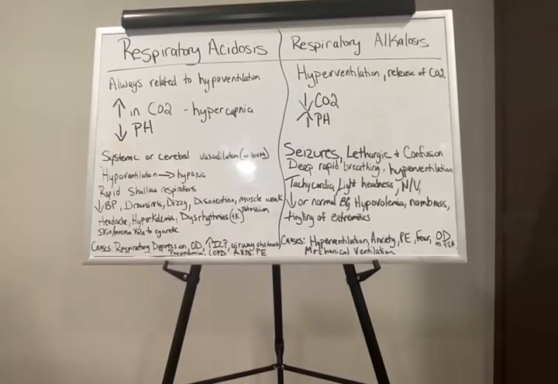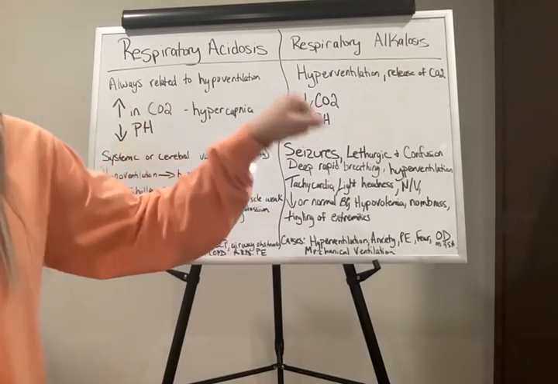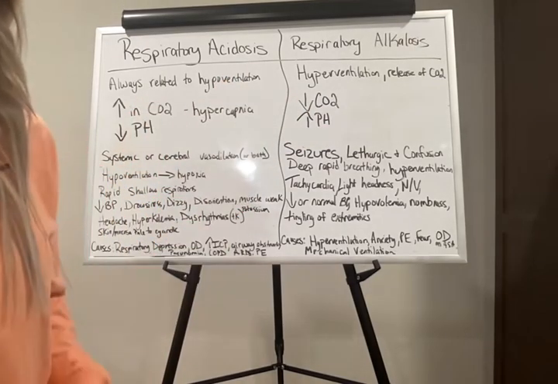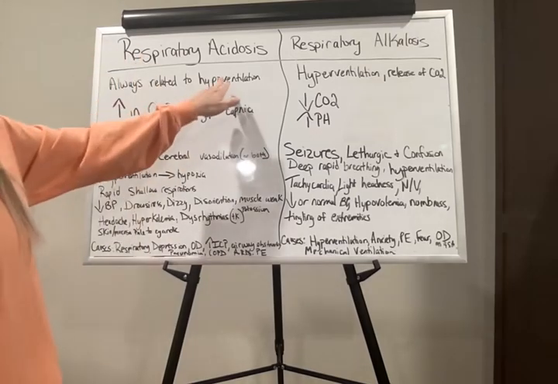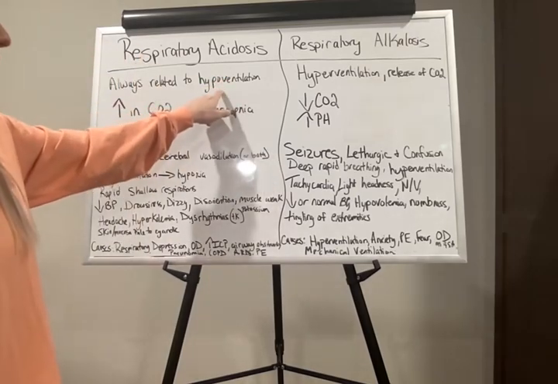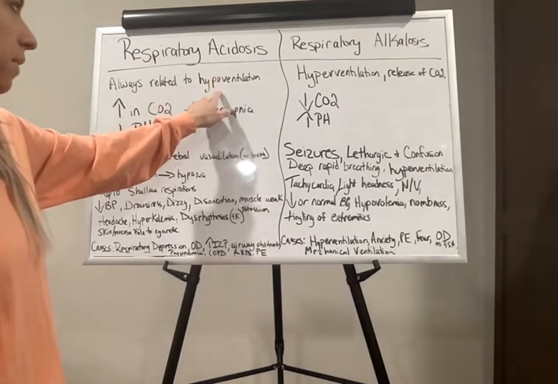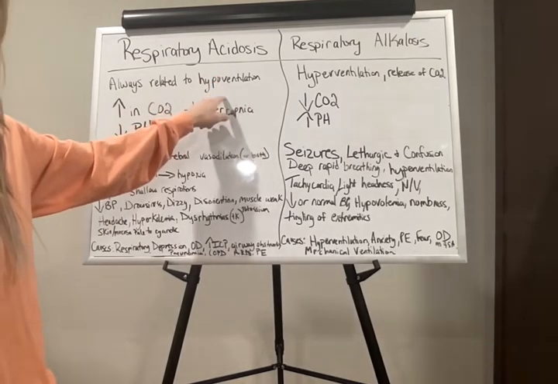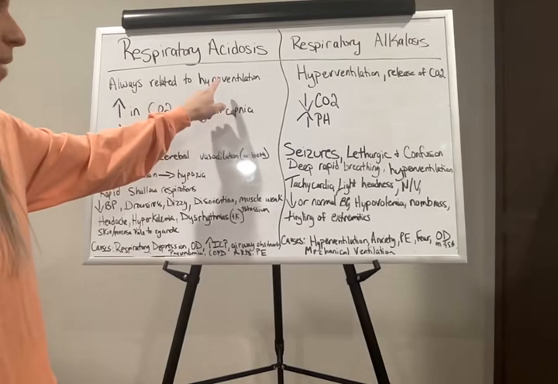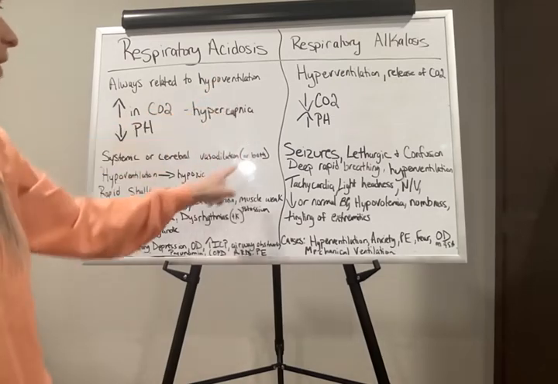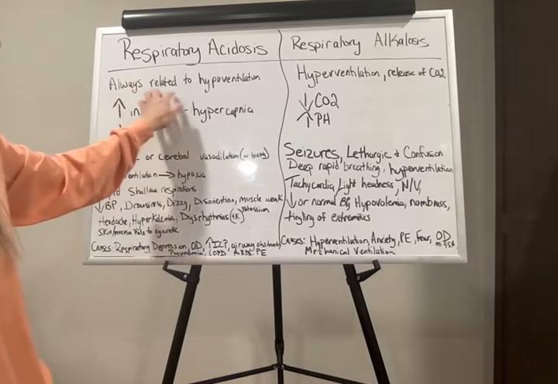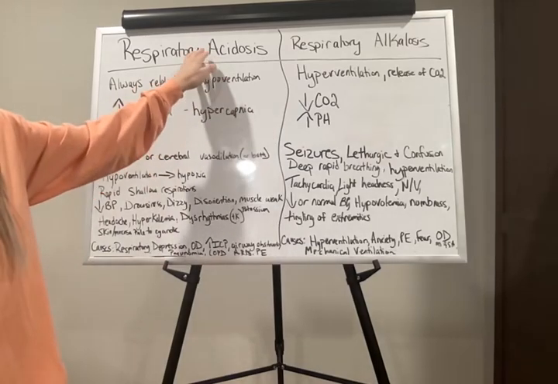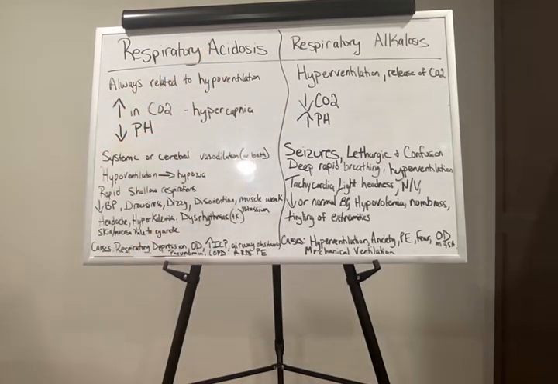Respiratory acidosis and respiratory alkalosis. We're going to review these two first, and then we'll go over metabolic acidosis, metabolic alkalosis. Respiratory acidosis is always related to hypoventilation. If we're not giving them the proper oxygen, or there's a medical situation that is causing them not to get the proper oxygen, these patients are going to become hypoxic. So always related to hypoventilation when it comes to respiratory acidosis.